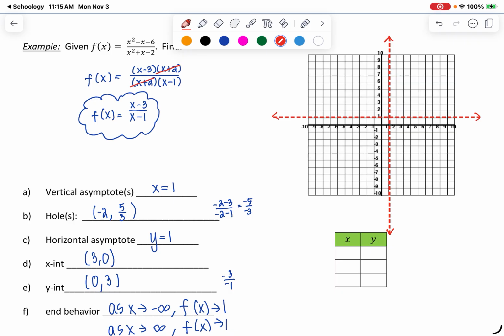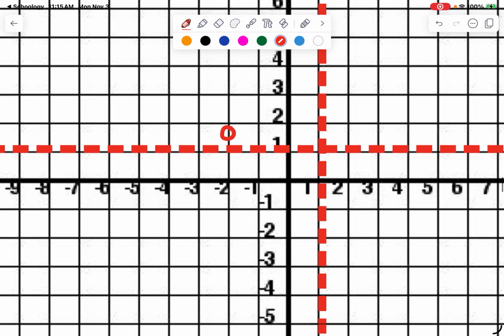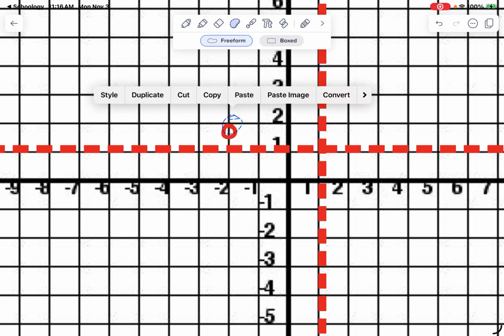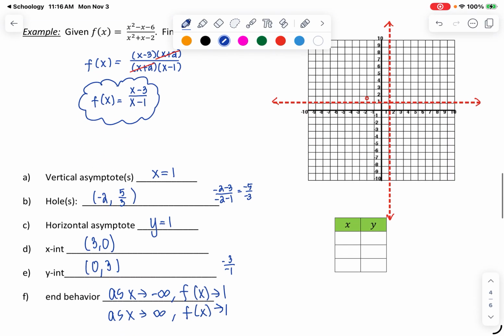5/3 is 1 and 2/3. So negative 2, 1 and 2/3, just above that. I should probably zoom in to make my life easier, huh? That's good. Just above that asymptote there, okay? All right, now I'm going to switch colors because that's what I like to do, not a must. 3, 0 and 0, 3.